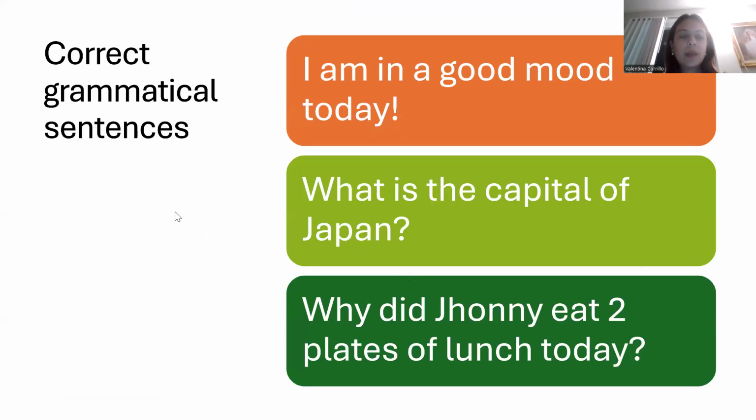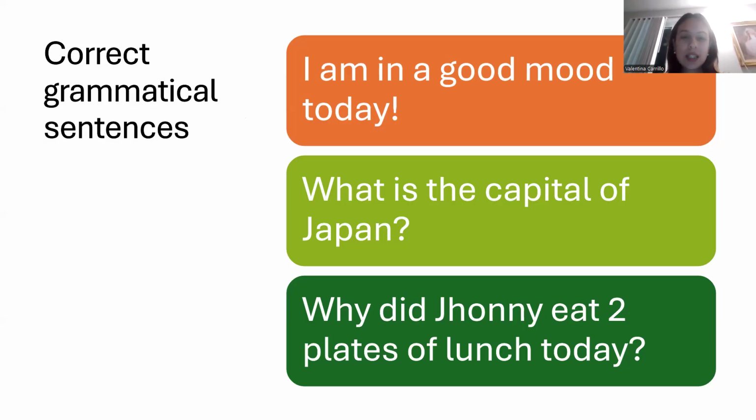Okay, so correct grammatical sentences. These are some correct grammatical sentences that have no errors in punctuation or in spelling. The first one says, I am in a good mood today! So what does this mean? It means that I am excited and I am feeling very happy. And what punctuation am I going to use here? An exclamation mark. Why? Because I am excited and I want to express it in the sentence I am writing.